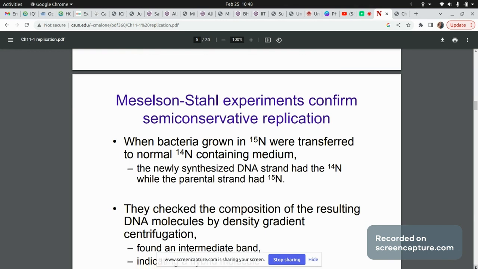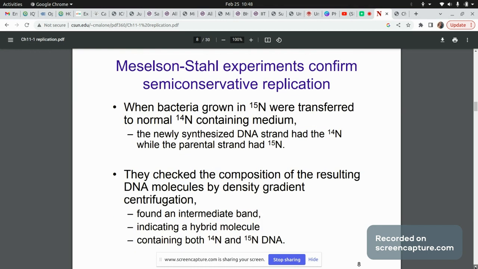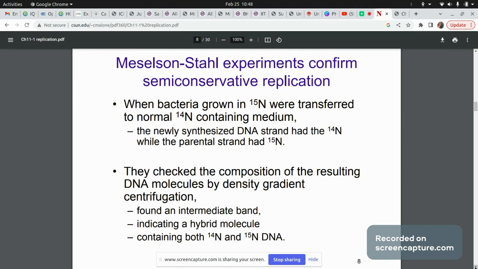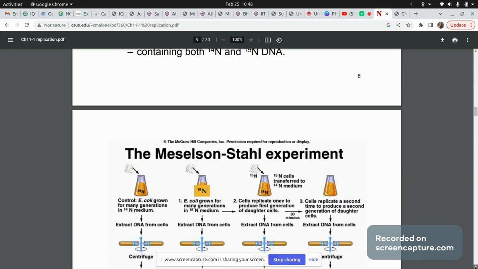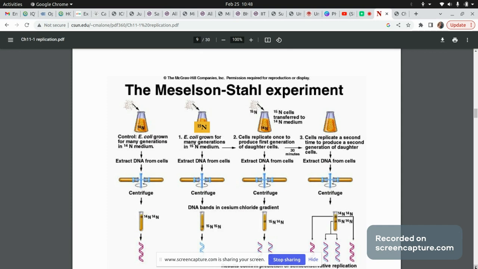The Meselson-Stahl experiment confirmed semi-conservative replication. When bacteria grown in nitrogen-15 were transferred to normal nitrogen-14 containing medium, the newly synthesized DNA strand had nitrogen-14 while the parental strand had nitrogen-15. They checked the composition of the resulting DNA molecules by density gradient centrifugation and found an intermediate band, indicating hybrid molecules containing both nitrogen-14 and nitrogen-15 DNA. This is the Meselson-Stahl experiment.